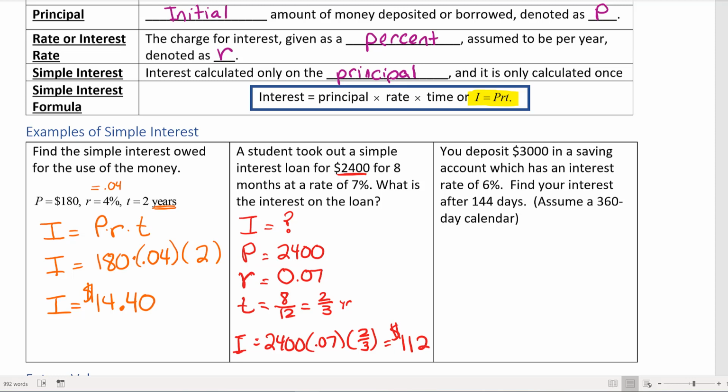For our next example, you deposit $3,000 in a savings account, which has an interest rate of 6%. Find your interest after 144 days. This problem tells you to assume a 360-day calendar. 360 is just a little bit nicer to work with, and a lot of books have you do that.